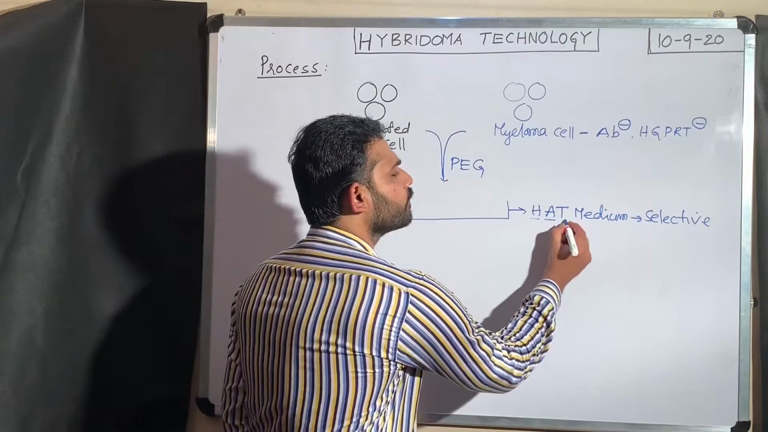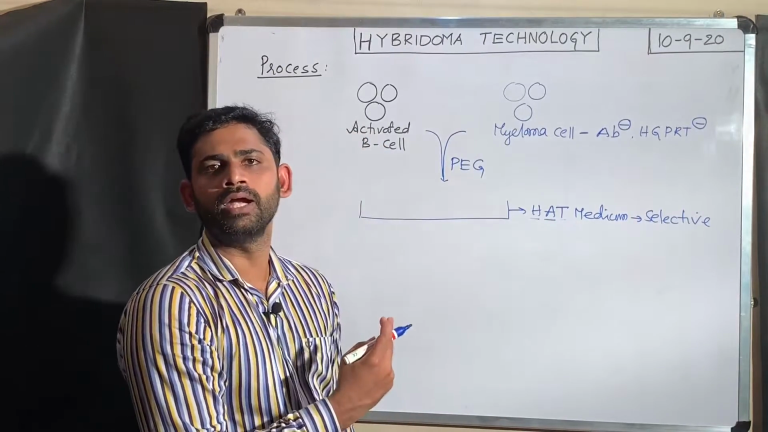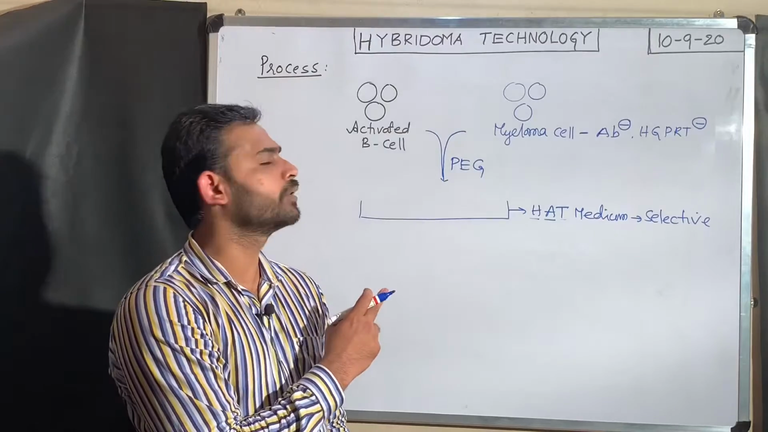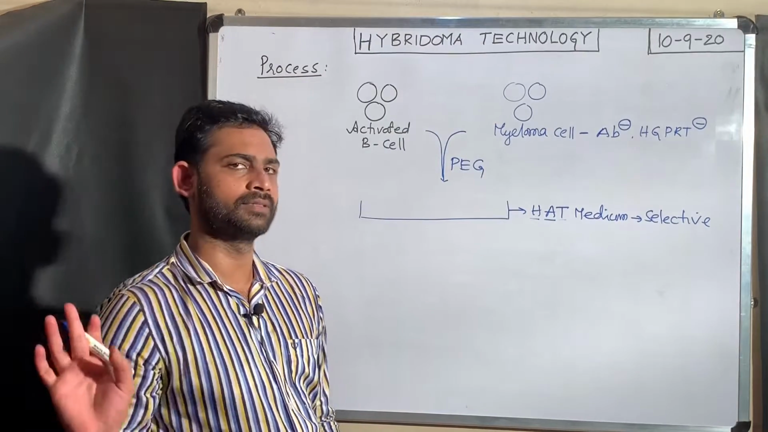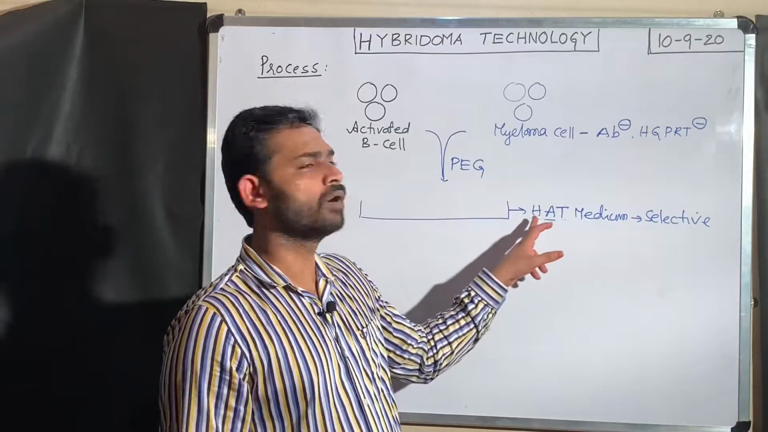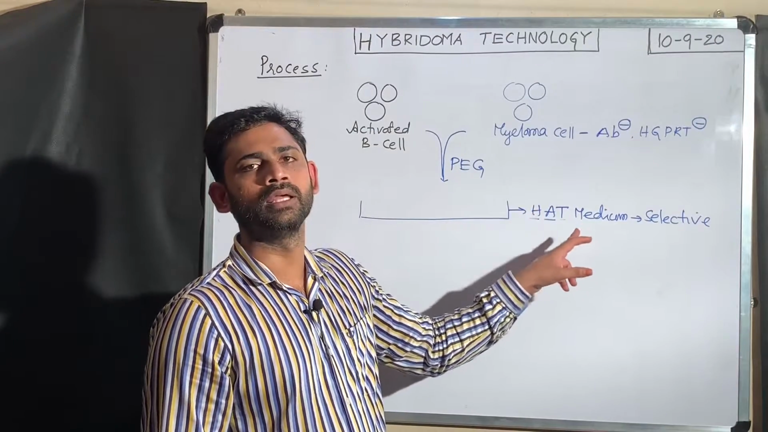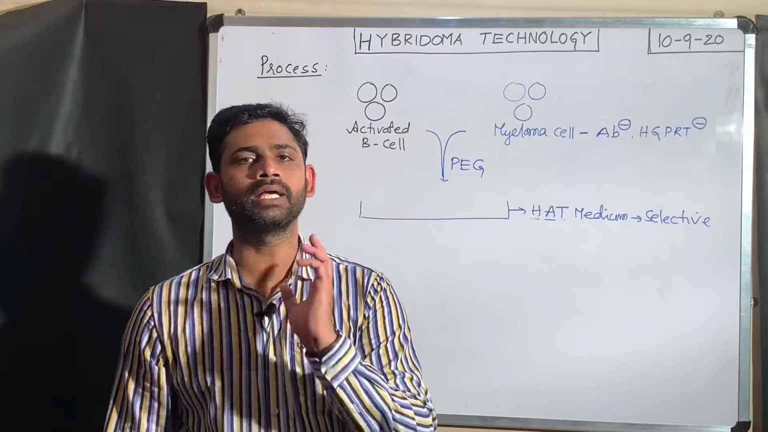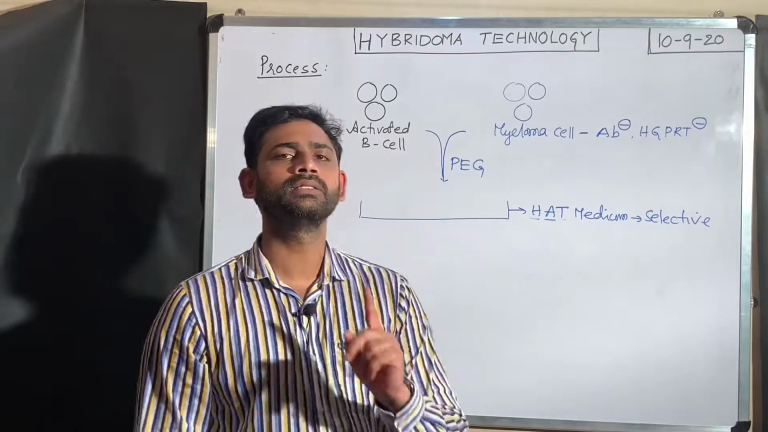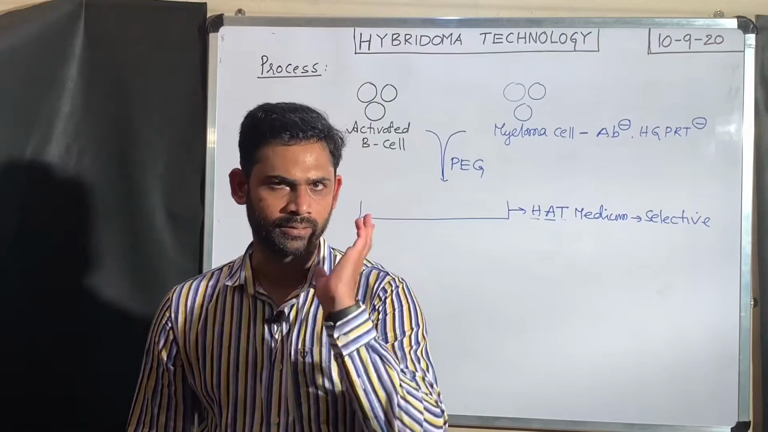The next one, T for thymidine, is a nucleotide required for DNA synthesis. That is why, in HAT, hypoxanthine and thymidine are nucleotides required for nucleic acid synthesis. Aminopterin is a selective agent.